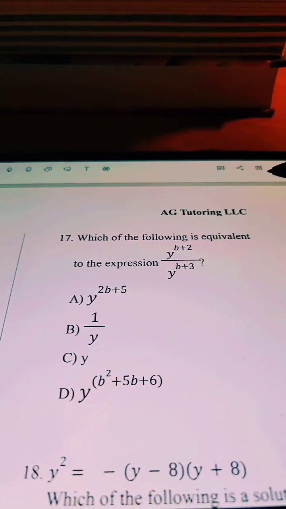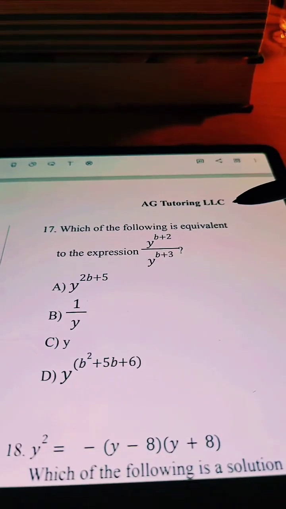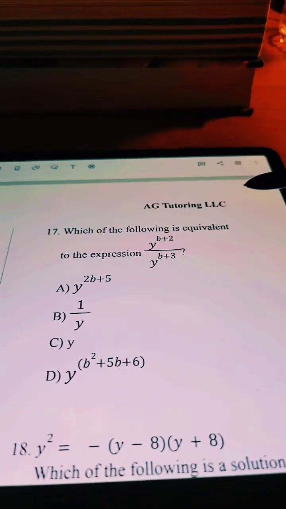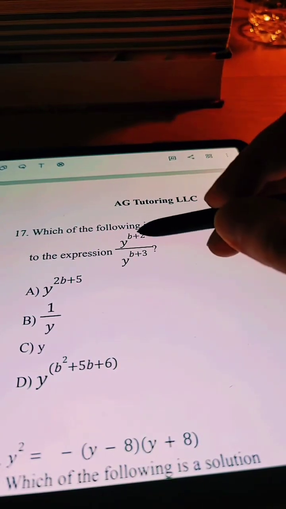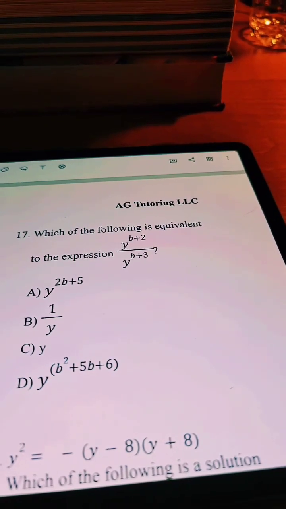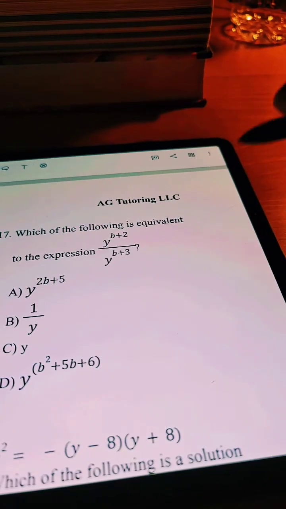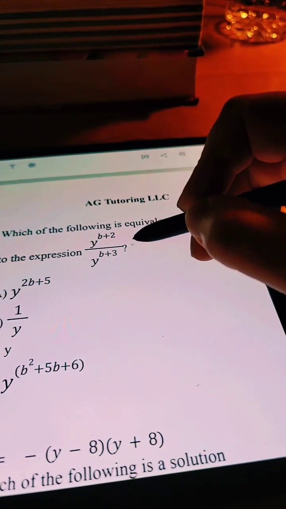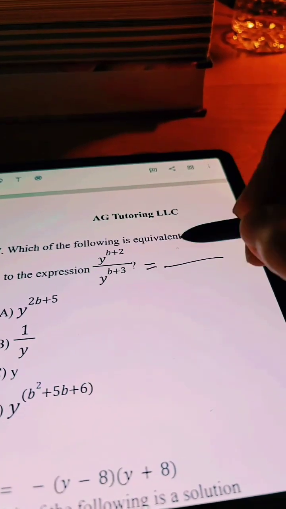So then let's go to number 17. It says, which of the following is equivalent to this expression right here? Okay, so let me see. If you're adding the exponents, what do we know about laws of exponents that has to do with that? That's product rule, just kind of in reverse of what you're used to. So think about it as the precursor to getting this.